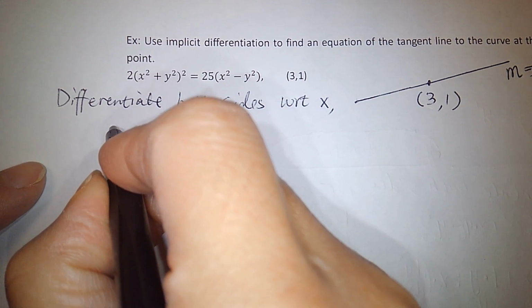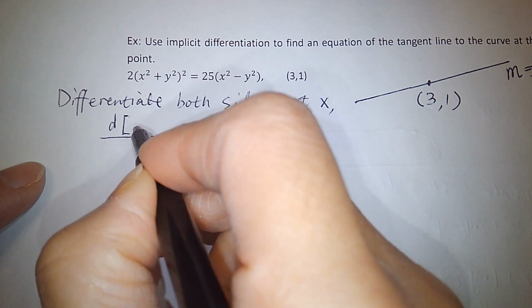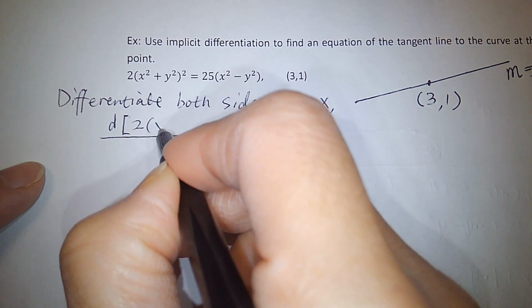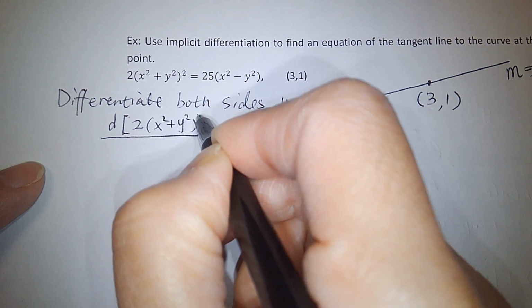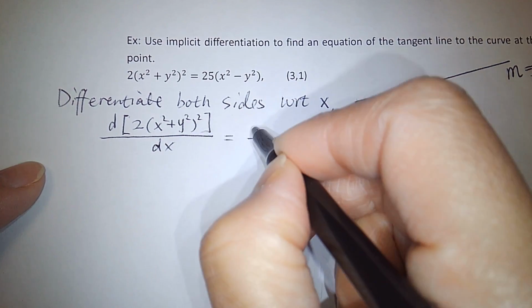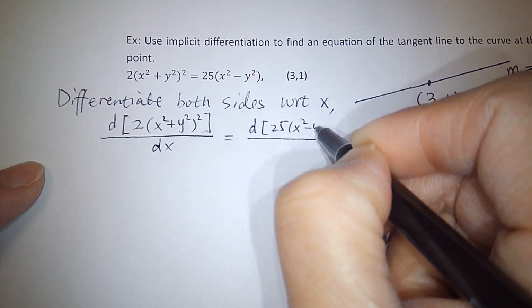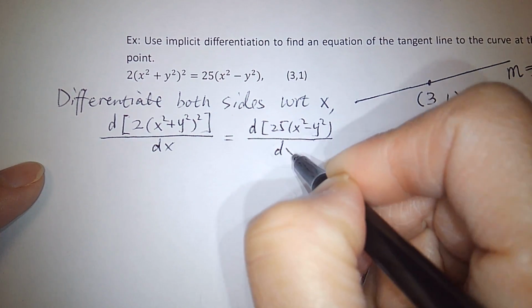Now let's see what we will have. I will write this down like this: d over dx of 2 times (x squared plus y squared) squared. The right side is d over dx of 25 times (x squared minus y squared).